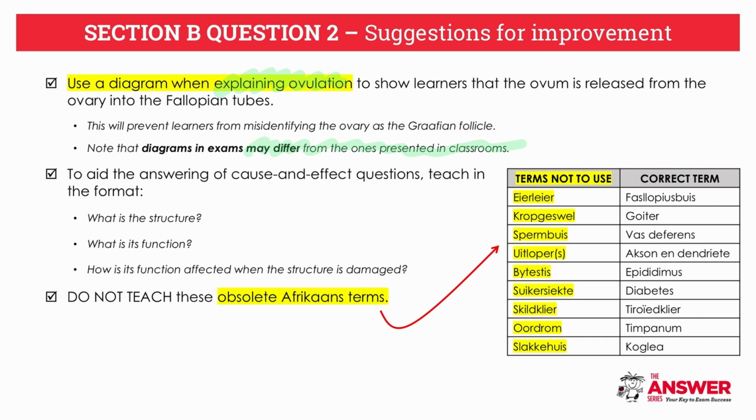To aid the answering of cause and effect questions, teach in this format: what is the structure, what is its function, and how is that function affected when that structure is damaged. And we provided some examples of this.